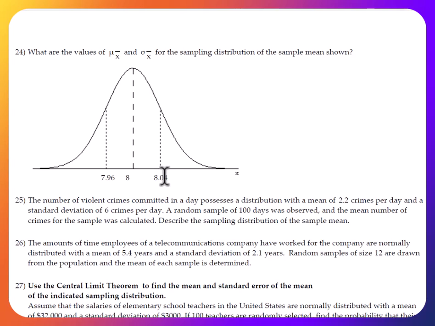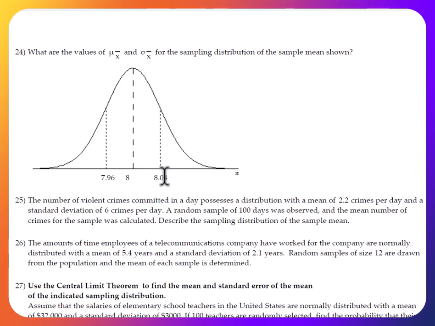Number 25. The number of violent crimes committed in a day possesses a distribution with a mean of 2.2 crimes and a standard deviation of 6 crimes per day. So the mean is 2.2 and the standard deviation is 6. A random sample of 100 days was observed, so n is 100 here. And the mean number of crimes for the sample was calculated.